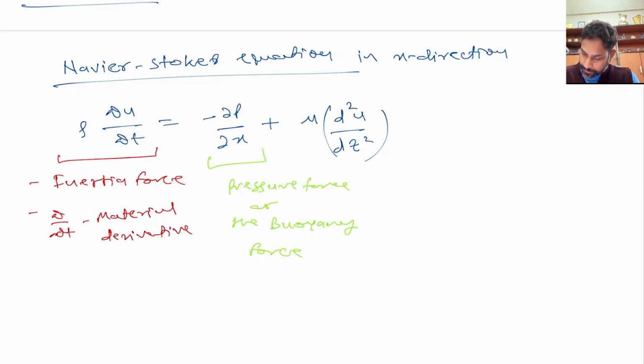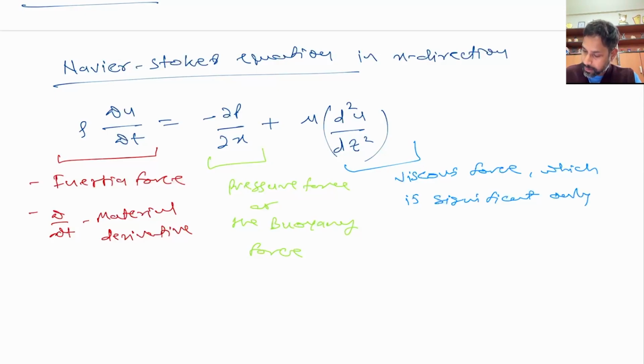In this one, the viscous force, which is significant only with respect to z, right, and this comes from boundary layer approximation or hydrostatic pressure assumption. That is something which again we have studied.